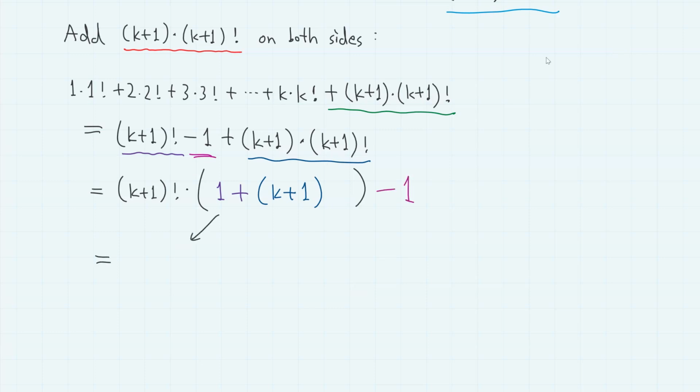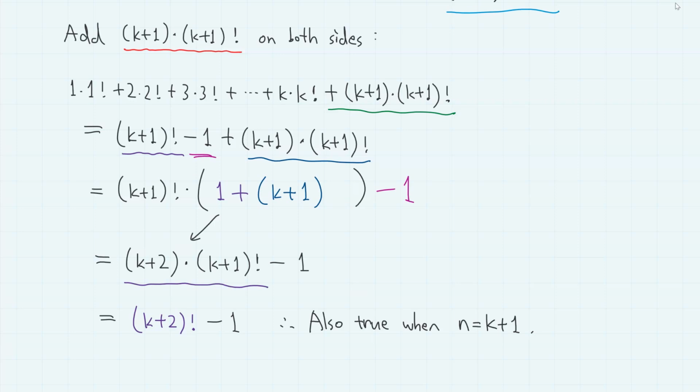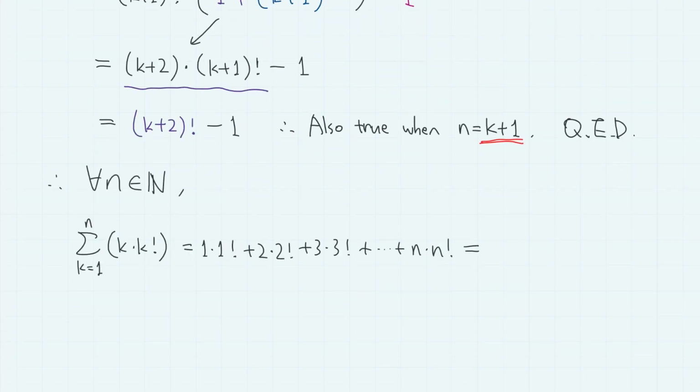Therefore, we have k plus 2 times k plus 1 factorial minus 1. And notice that this part is equal to k plus 2 factorial. So we have k plus 2 factorial minus 1. So the statement is also true when n equals k plus 1. And this concludes our induction proof. Therefore, for all natural numbers n, this summation is equal to n plus 1 factorial minus 1.